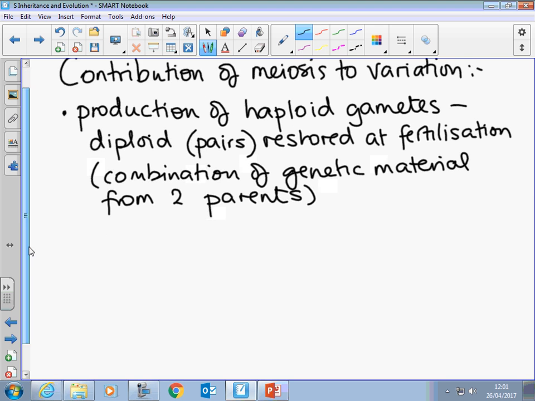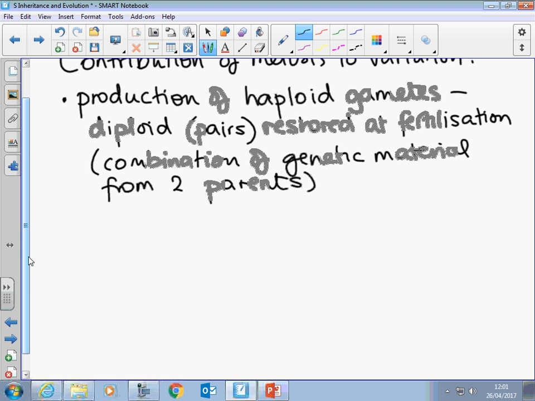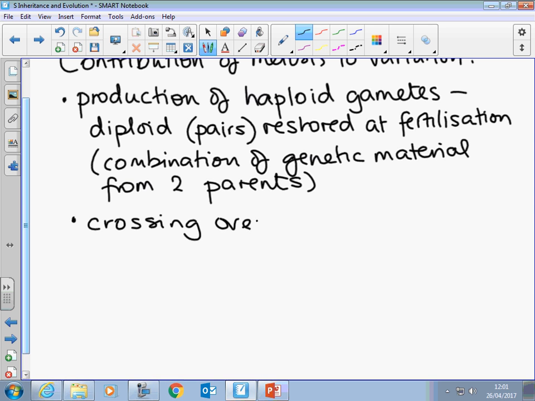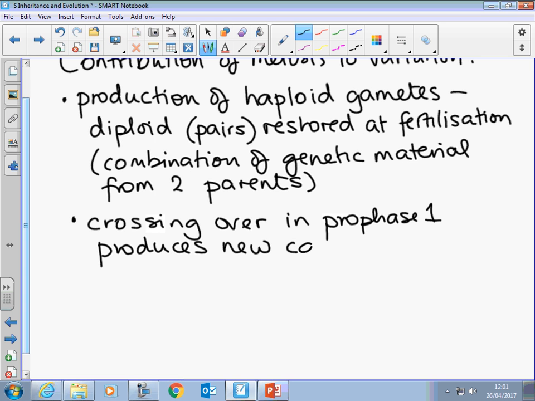And then we've got the processes that actually occur in meiosis. So we've got crossing over in prophase 1, produces new combinations of alleles.